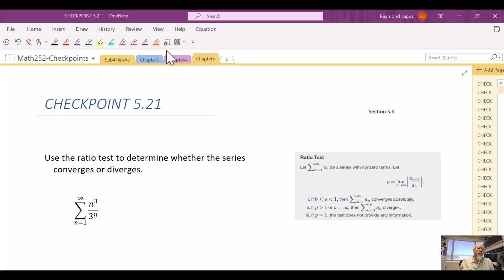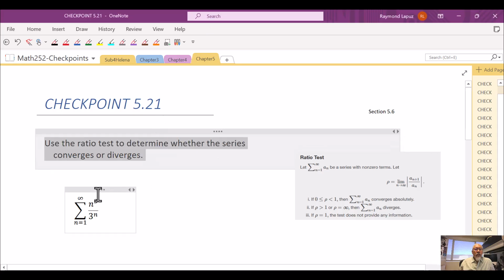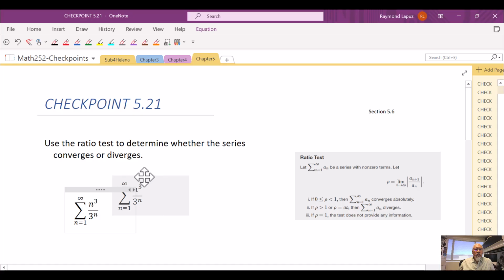My name is Lapuz. In this video, we'll be looking at checkpoint 5.21, coming from section 5.6. This is our ratio and root tests. It says to use a ratio test to determine if this particular series converges. The series is the sum, as n goes from 1 to infinity, of n cubed divided by 3 to the nth power.